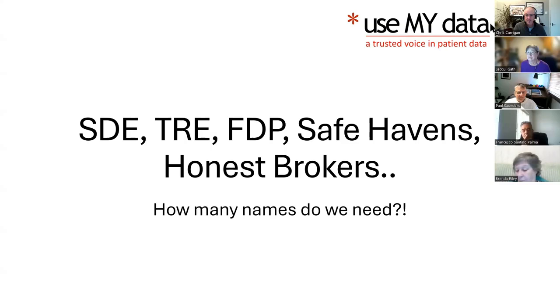And I'm going to start sharing my screen now. So this was the challenge I was given, and I cut and pasted from the email I got from somebody, which was exactly this: SDE, TRE, FDP, safe havens, honest brokers. These are terms that they had heard around data usage. The little subplot there, how many names do we need, is me just being facetious.